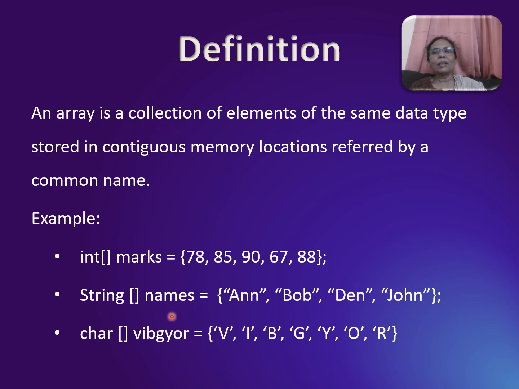Another example is String names: Ann, Bob, Dan and John. So this is an array of names and the data type is String. Char Vibgyor: Vibgyor is an array of character type storing each letter of the colors of the rainbow. So these are a few examples of arrays.